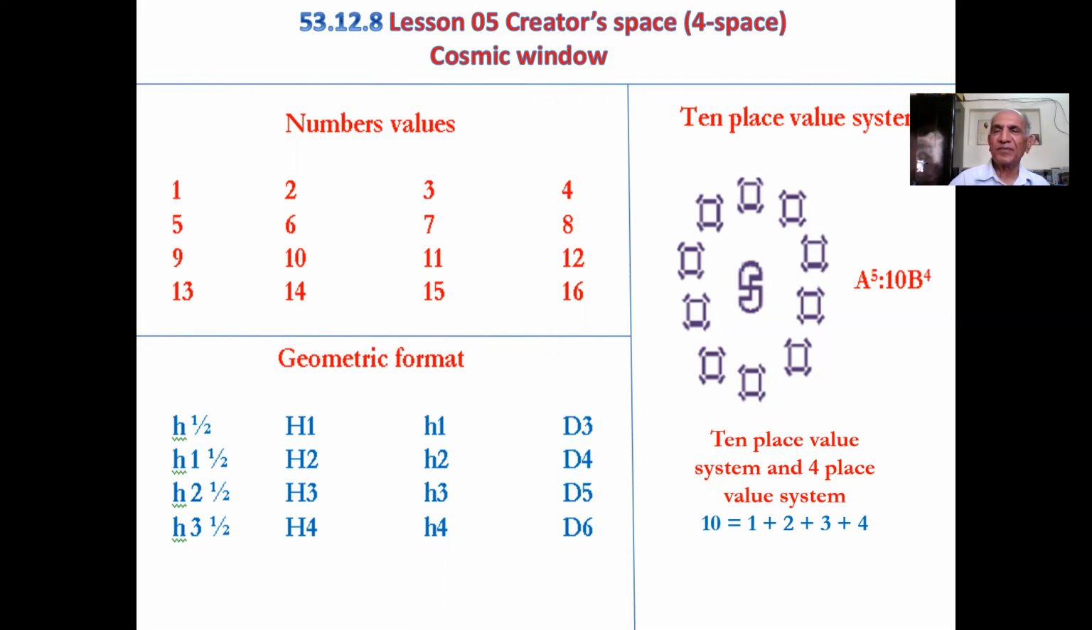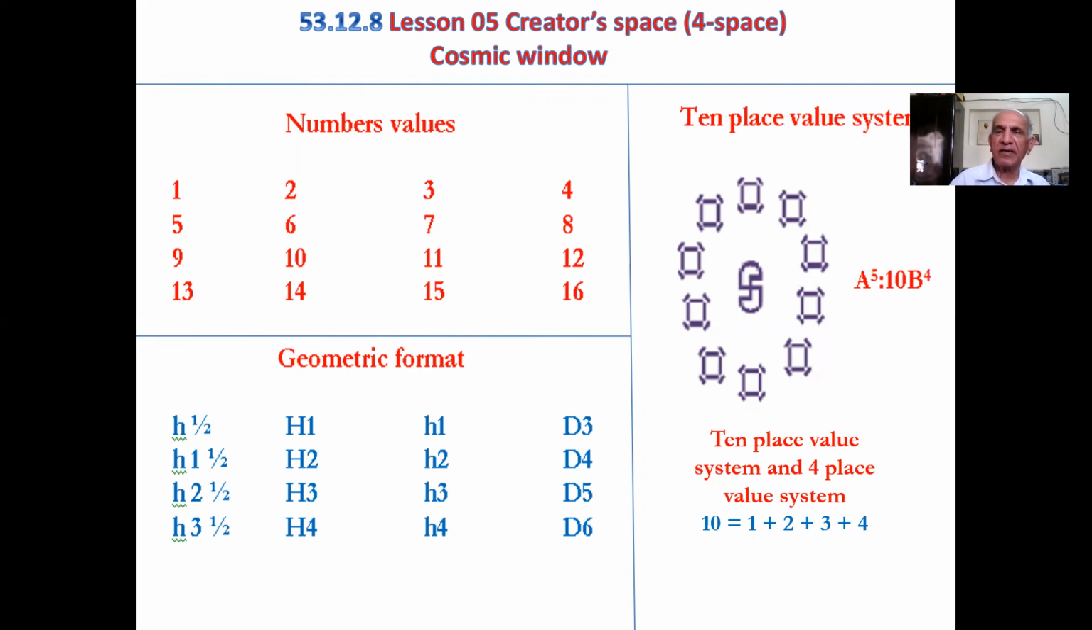As such, the cosmic windows and transcendental cavity are the two distinct glaring foundational structural features of the creator's space, which are to be exploited, availed, processed, worked out as applied values of a four-space mathematics.